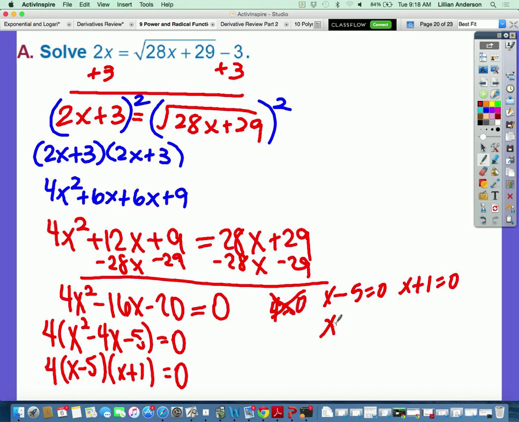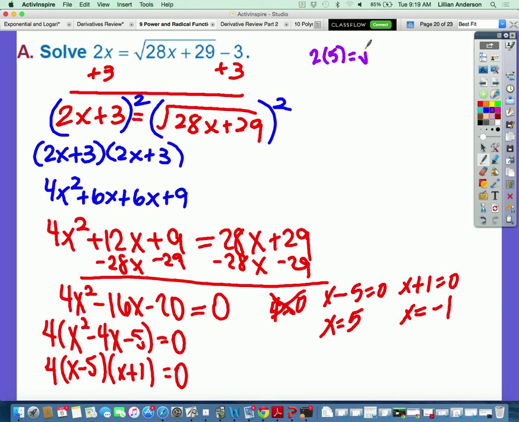x could equal 5 because you add 5 on both sides, or x could equal negative 1. Now, I said they could equal. You always want to make sure you plug them in and check for extraneous solutions. So, you need to check because not every time will both numbers work. Plug it into the original equation.